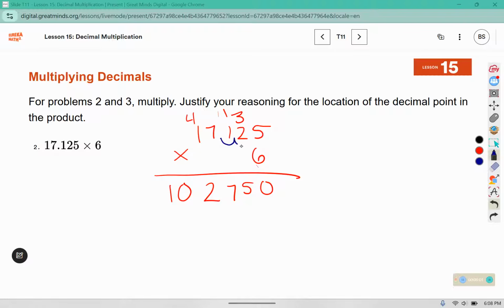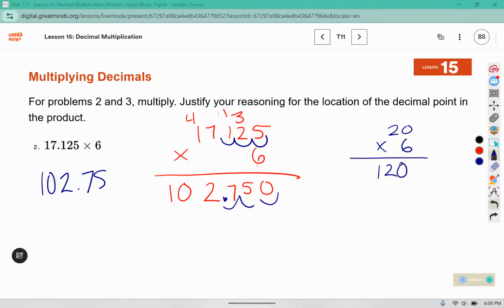I see there are 1, 2, 3 decimal spots in the question, so there should be 3 in our answer, which is about 102.75. Now we do need to explain or justify. So this 17 is around 20, and then we have about 6. Well, 20 times 6 would be 120, so it's close if we round up to the tens there.